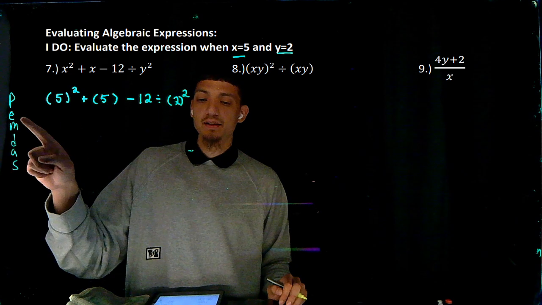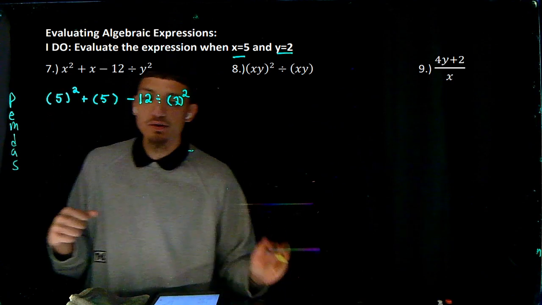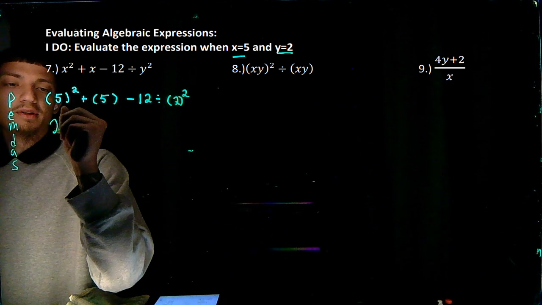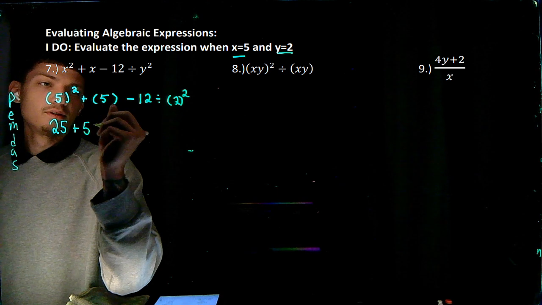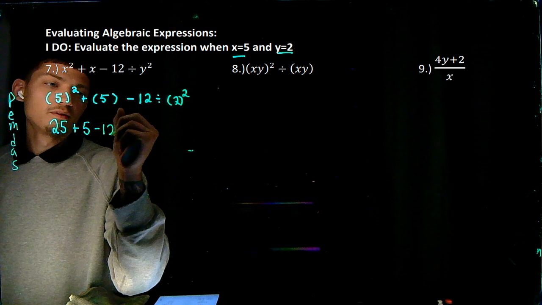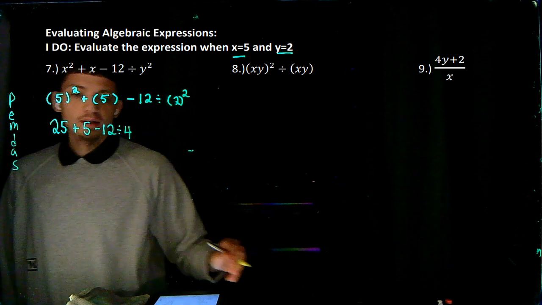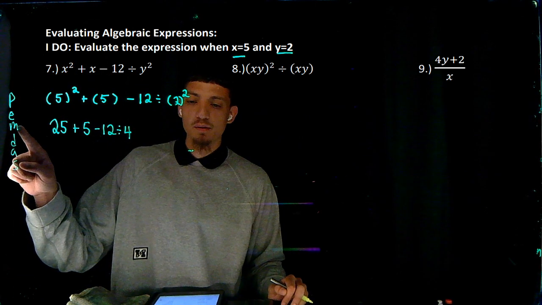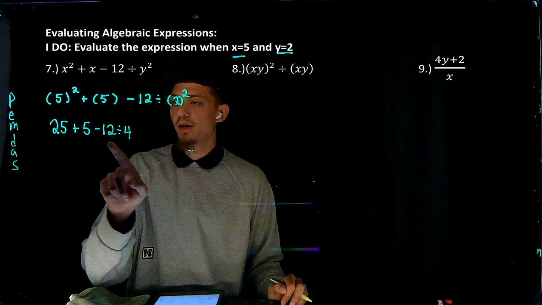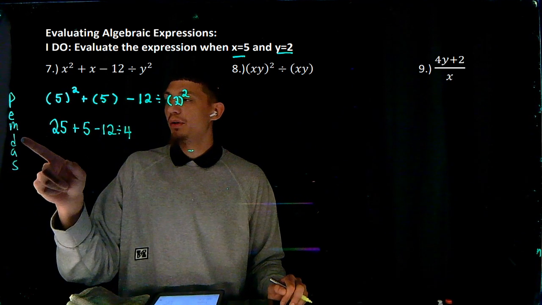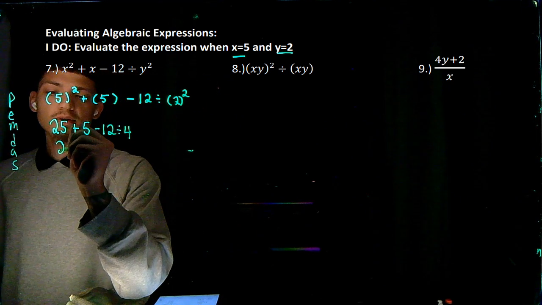We have parentheses, but nothing really inside to solve for right now. So, we move on to the next step, which is exponents, which we do have. We have 5 squared here, and we have 2 squared here, so let's get that done. 5 squared is 25. Plus 5 minus 12 divided by 4 because 2 squared is equal to 4. Now we move on to the next thing, which is multiplication. Do we have multiplication when solving left to right? No, we do not, but we do have division here at the end of the problem. So 12 divided by 4 is 3.